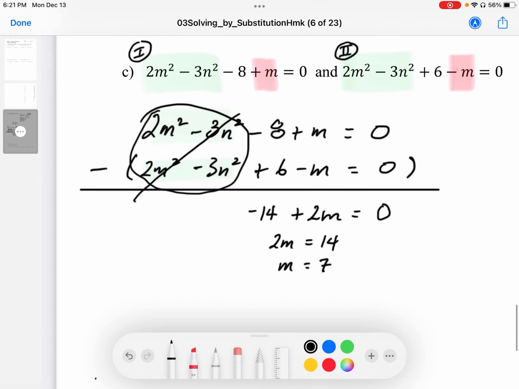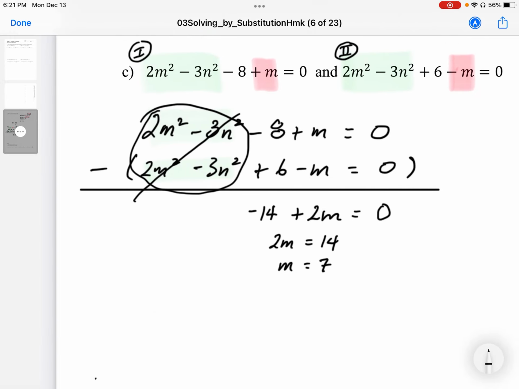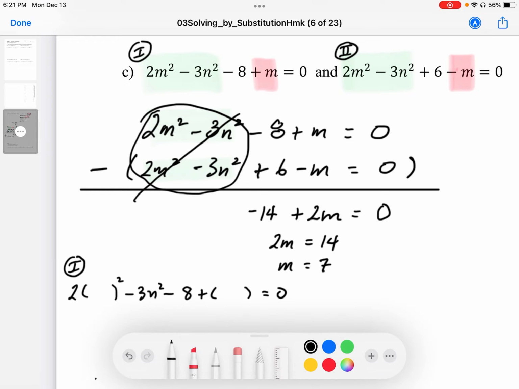Okay, so I'm just going to arbitrarily choose equation 1 to do this into. So equation 1, I'm going to substitute 2m squared minus 3n squared minus 8 plus m equals 0. And I'm going to substitute in our m equals 7 wherever I had an m in that equation. So I'm going to get 7 squared here, 7 here. And I can then work this out.